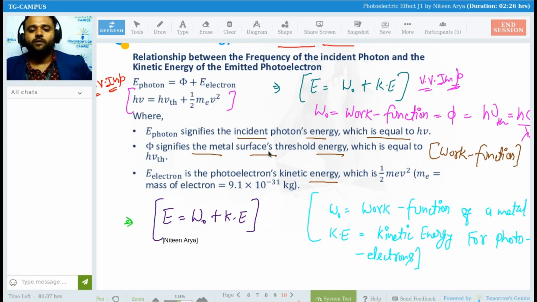Clear? So where W naught, work function, also known as threshold energy, is the minimum energy, or the minimum work you need to do to make an electron ejected. Simple as that. Is this clear? I need to write the whole definition of this W naught. Work function, you can correlate. Clear everyone, beta?